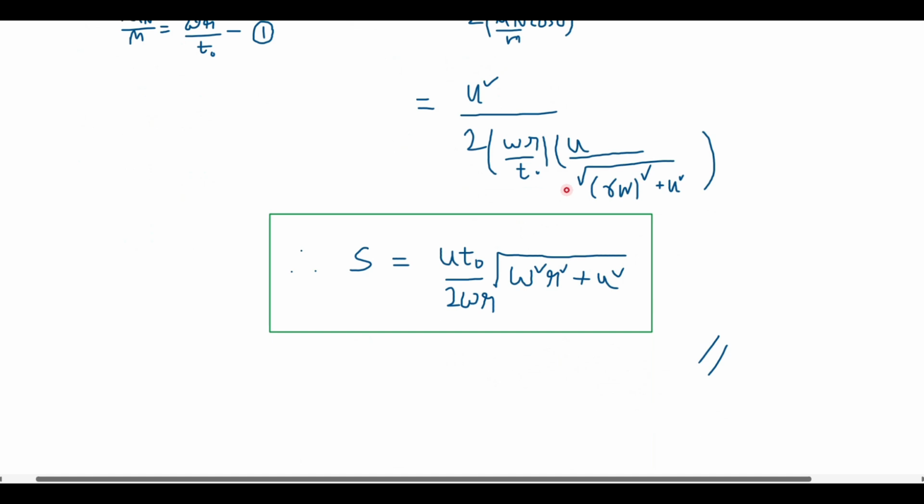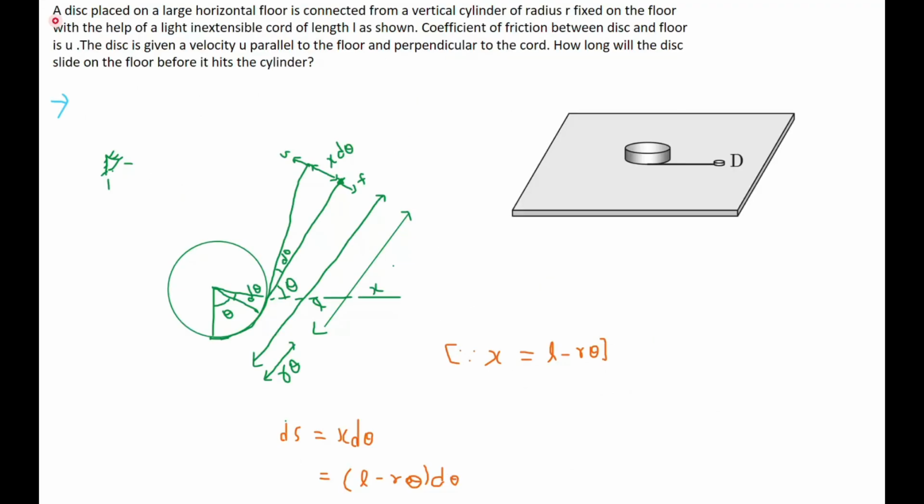Alright, let's continue to the third question. The third problem says a disk placed on a large horizontal floor is connected to a vertical cylinder of radius r fixed on the floor with the help of a light inextensible cord of length L, as shown. The coefficient of friction between disk and floor is mu. The disk is given a velocity u parallel to the floor and perpendicular to the cord. How long will the disk slide on the floor before it hits the cylinder?